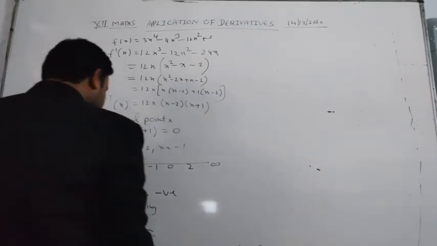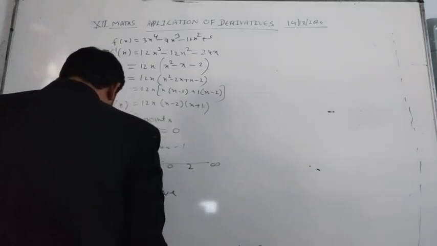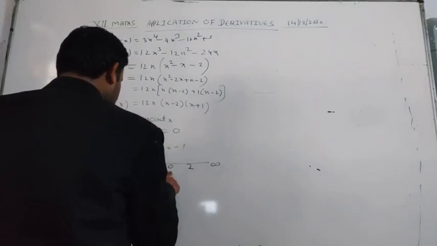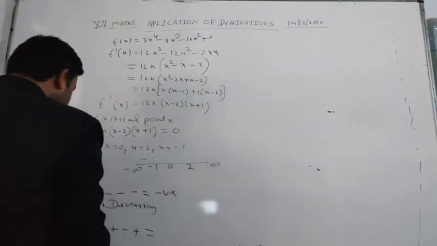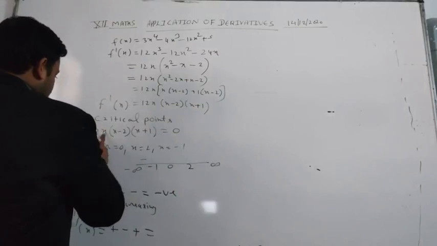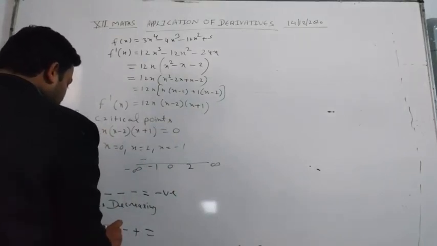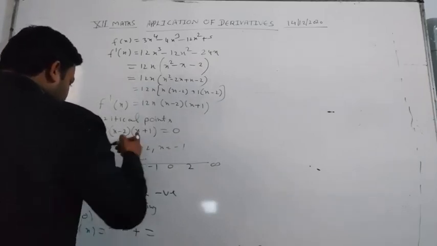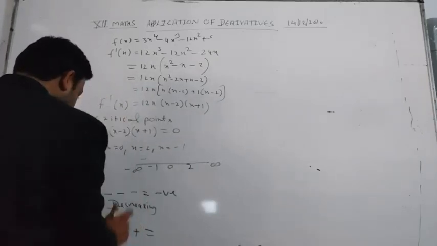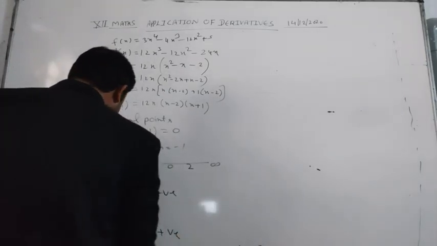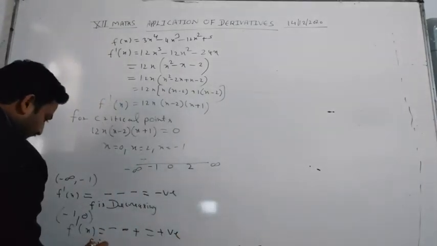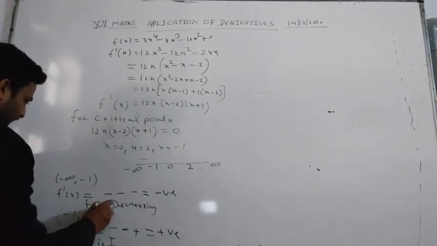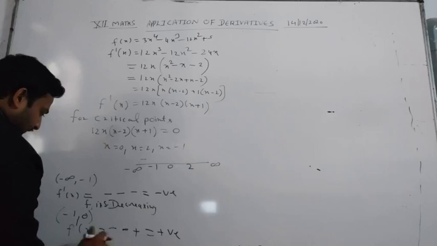So we are taking minus 1 to 0, so we are taking minus 1 by 2. When we take minus 1 by 2, this term is negative, and minus, and this is again negative, and minus, and this is positive. So this is positive. So the function is strictly decreasing and then strictly increasing in the interval.